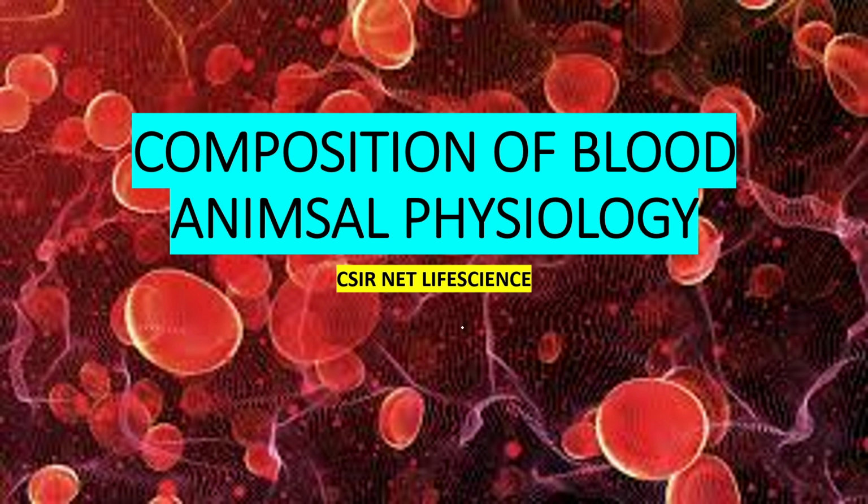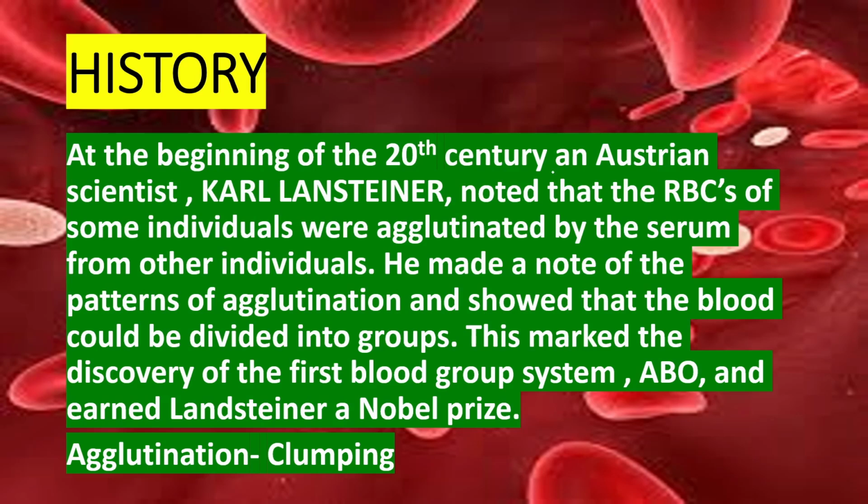So let's get started. First of all, reading about the history of blood. At the beginning of the 20th century, an Australian scientist, Carl Landsteiner, noted that the RBCs of some individuals were agglutinated by the serum from other individuals.